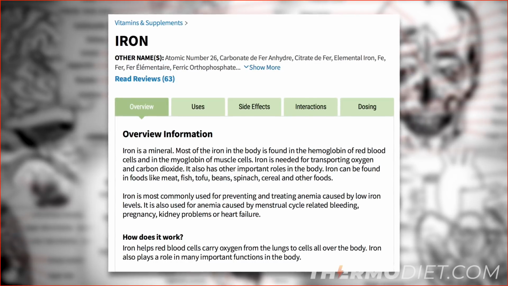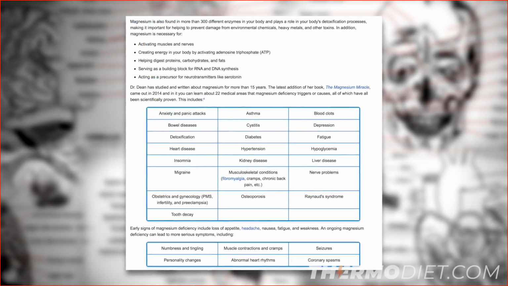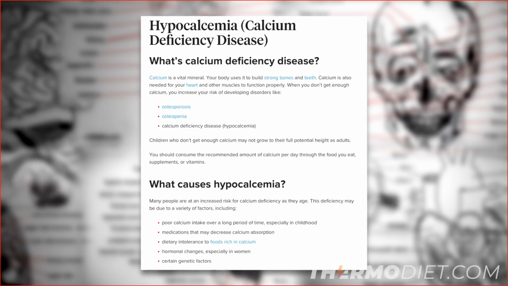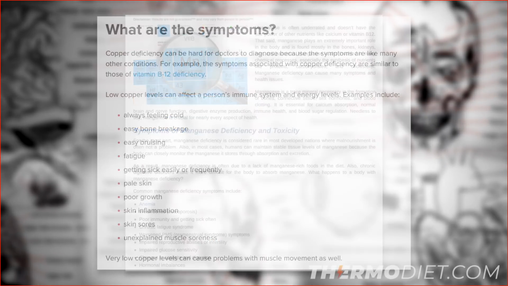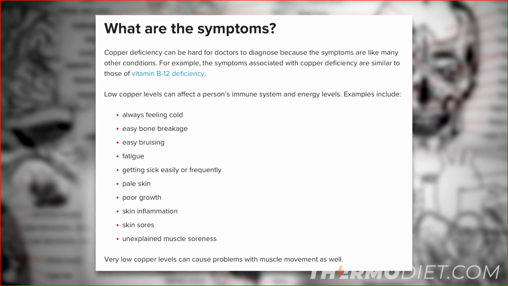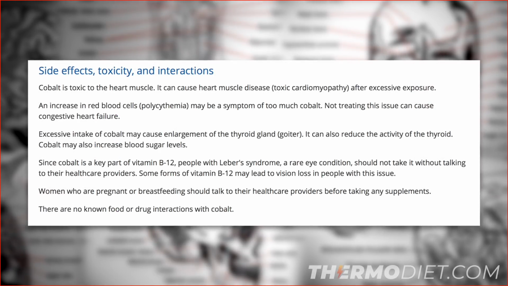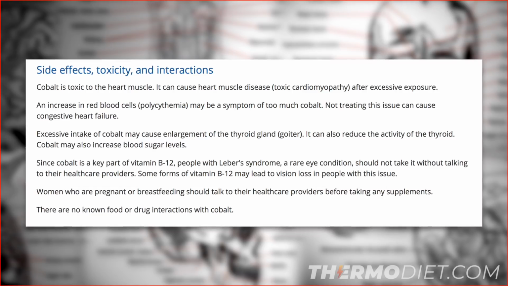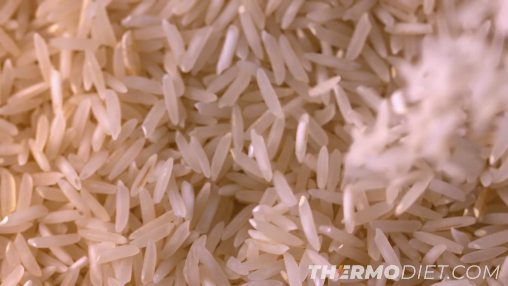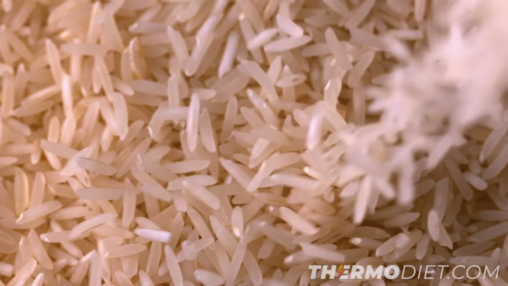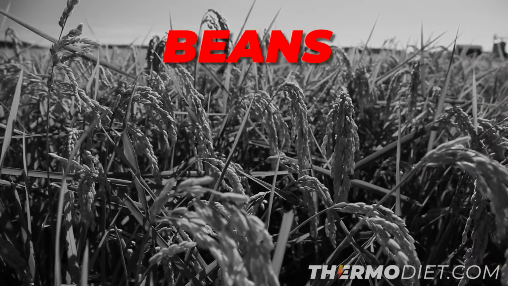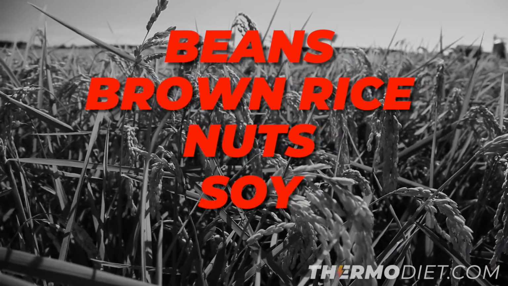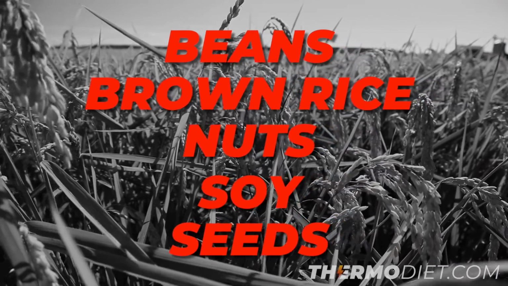Same with iron. Here are some iron deficiency side effects. Here are some magnesium deficiency side effects, calcium deficiency side effects, manganese deficiency side effects, copper deficiency side effects, and cobalt deficiency side effects. So these are all blocked by phytic acid. Phytic acid is not a good thing. And again, like I said earlier, the foods that contain the most phytic acid are beans, brown rice, nuts, soy, and seeds. This stuff ain't good, people.